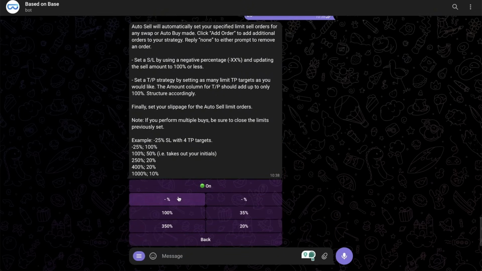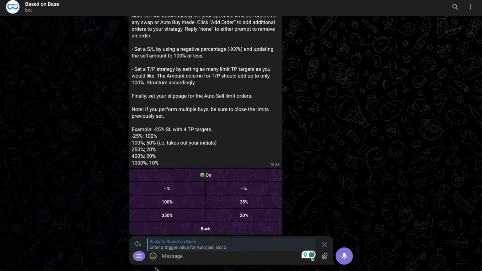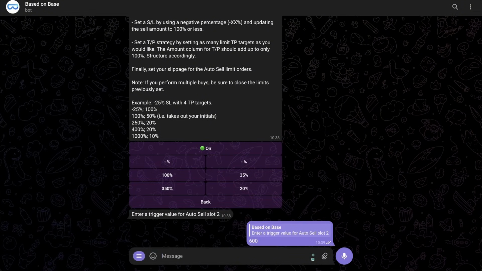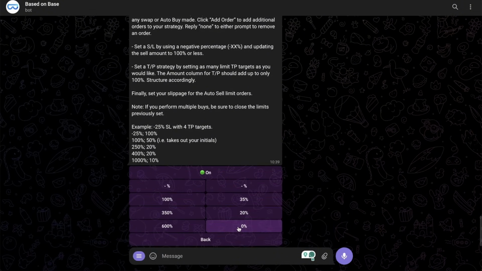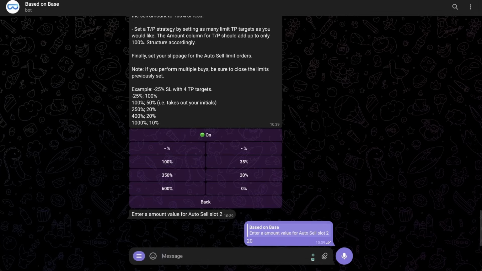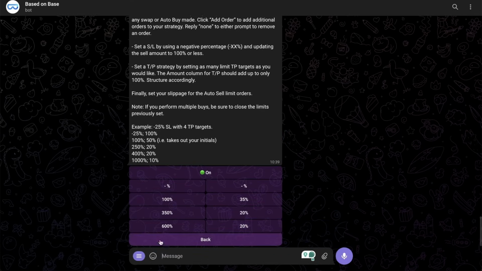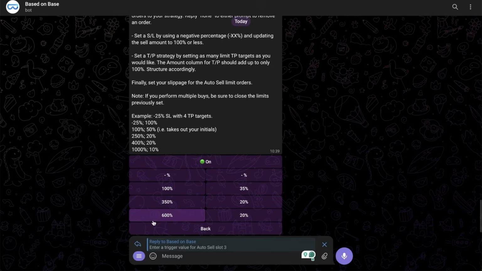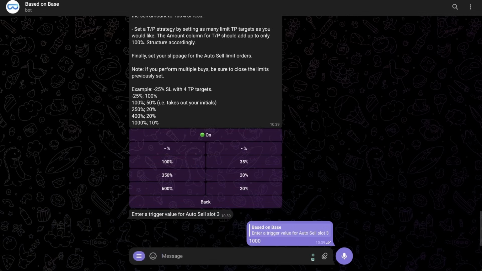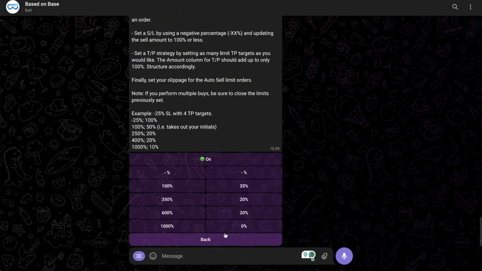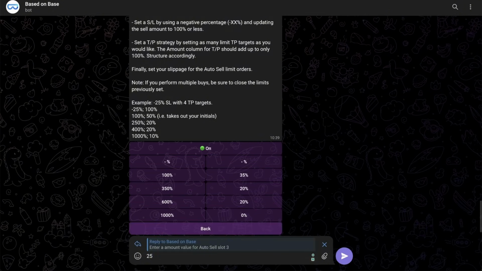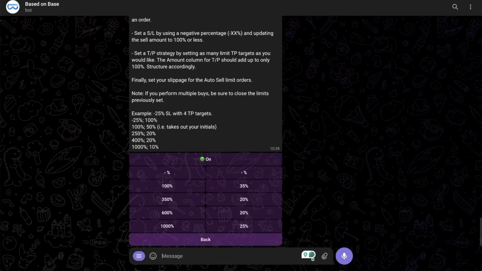Then I'm going to click on another one. You see, I click on this button. I will check at 600%. Yes, that's a lot of profit already. But if you trade some meme coins, you know it can happen more than often. We will take out 20% as well. And then at 1000%, okay, we are going to take out 25%. There we go. So we got everything. We got 4 10x, we got 4 2x, we got everything. It's on. We are good.